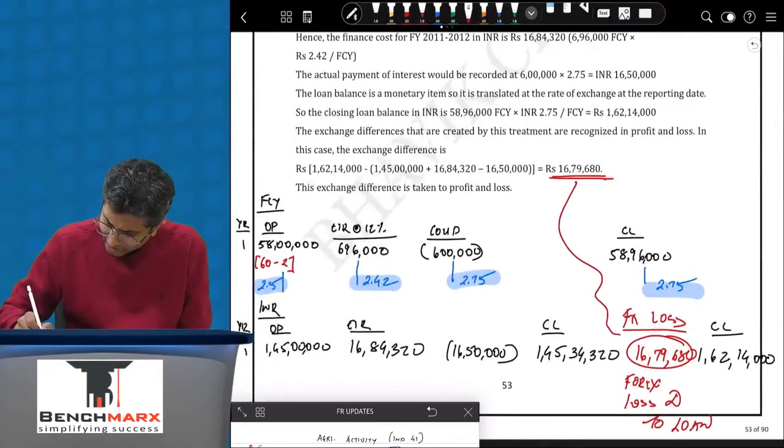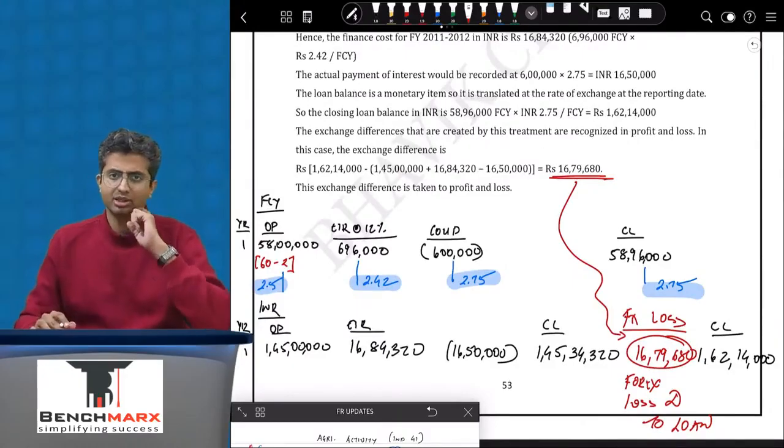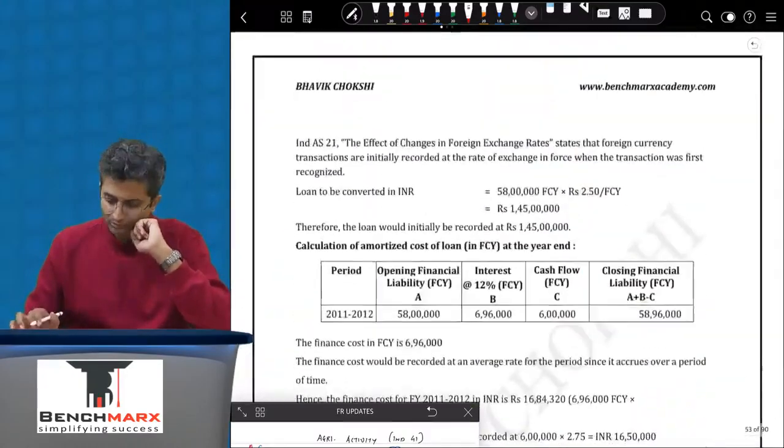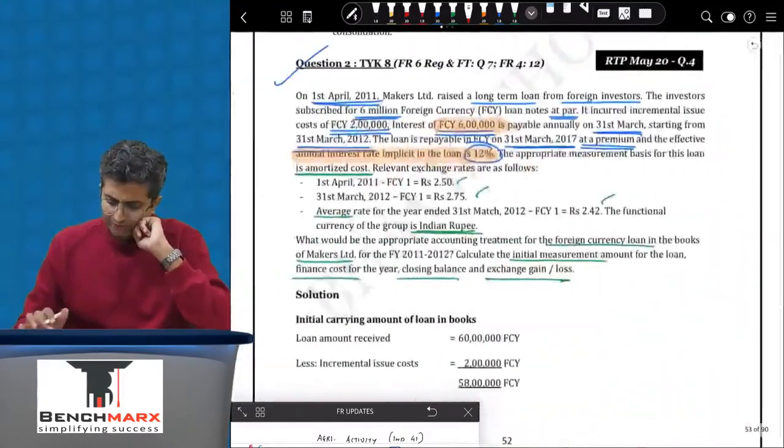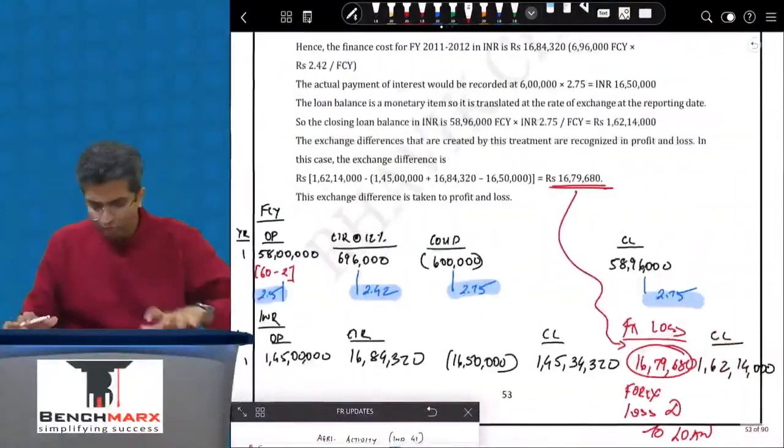Institute has done it slightly differently. Having said that, the ultimate answer should remain the same. Okay, so this takes care of question number 2.